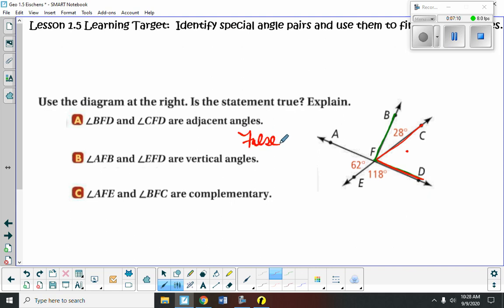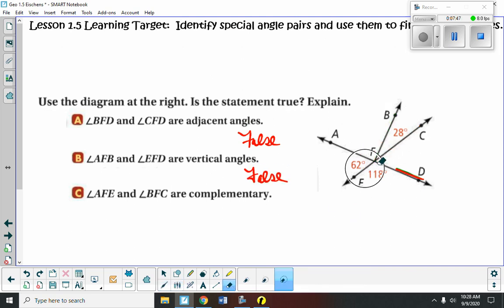They are not adjacent. All right, the next one says angle AFB is this one, and angle EFD is this one. It says they are vertical angles. All right, so remember vertical angles, if you look at the sides, it's like you can make an X with the sides. Well, this line is not the side of this one over here. This would go like this if we kind of made a straight line. So this would be false also.